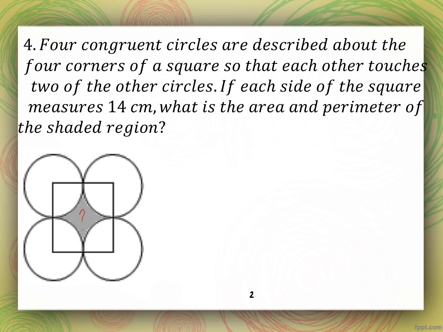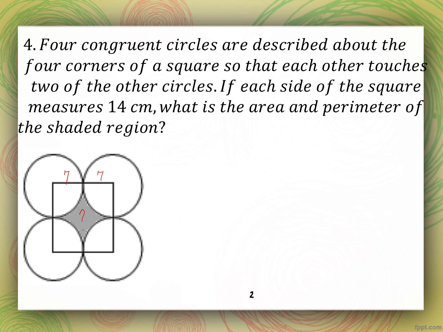Okay, so we are given the length of the side of the square, which is 14 centimeters. So it's all 14 on all sides. It's a square. So if we have that, it means that the radius of the circle is 7. So we have 7 and 7 is 14, right? So they are congruent circles, meaning the radius of all our circles here is 7 centimeters. Now let us solve first for area.